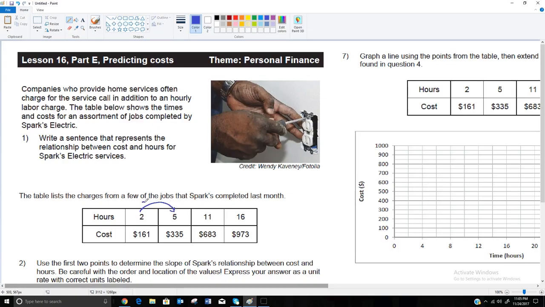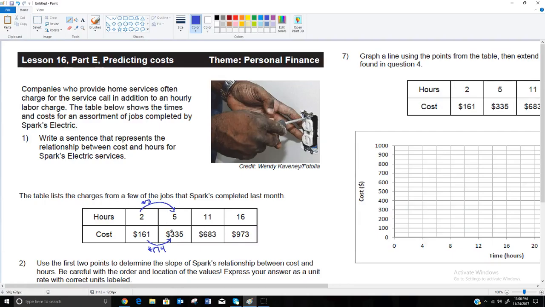So this is an additional 3 hours, and it costs an additional, I just subtracted those two values, an additional $174. So it appears if we divide that, 174 divided by 3, that each hour is $58.